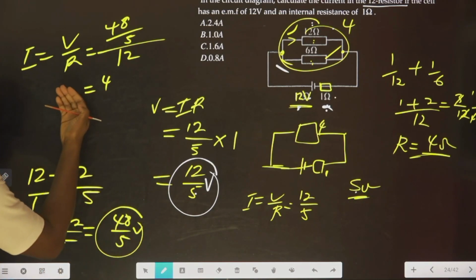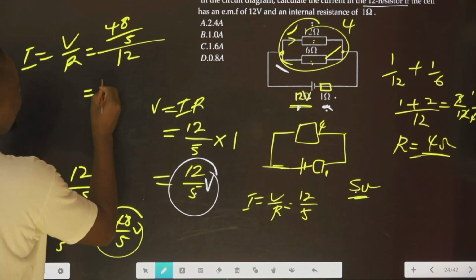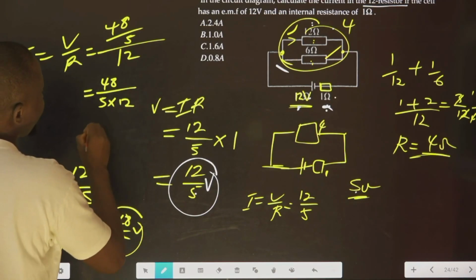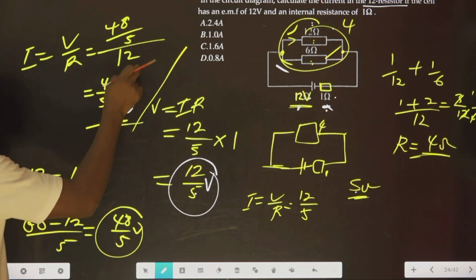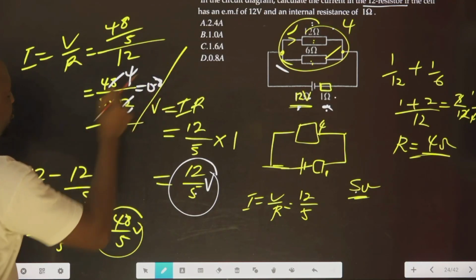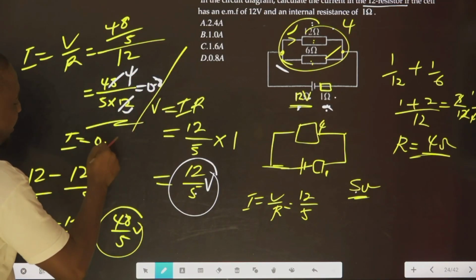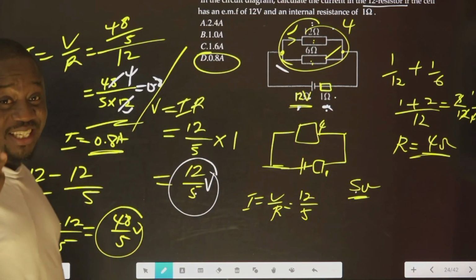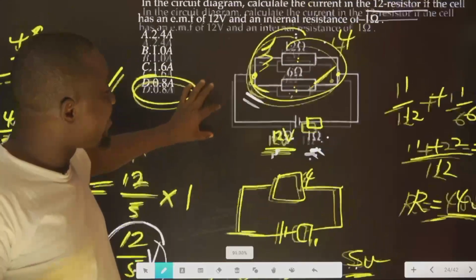Now, just to divide this, it is 48 over 5 times 12. So this here is 1, this here is 4. And you agree with me, this divided by this will give us 0.8. So it means the current is 0.8 amps. So that is D. Hope you understand this. Very easy.